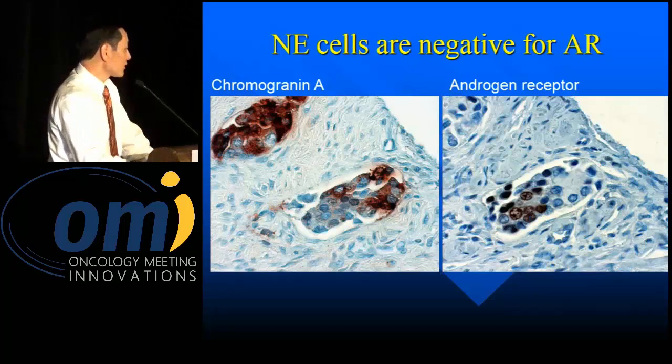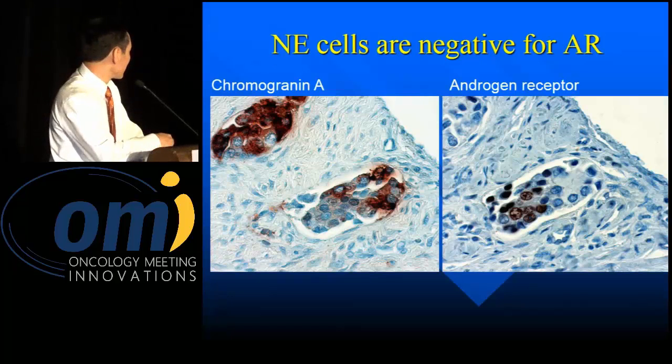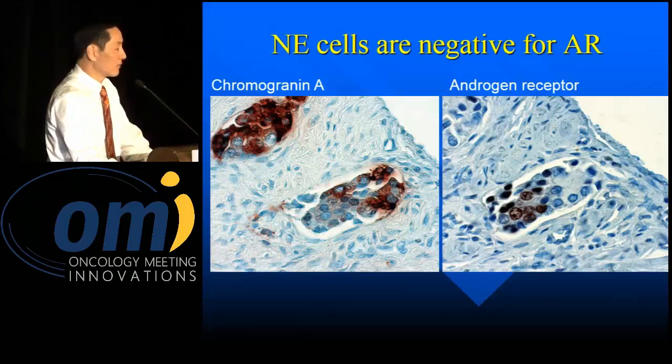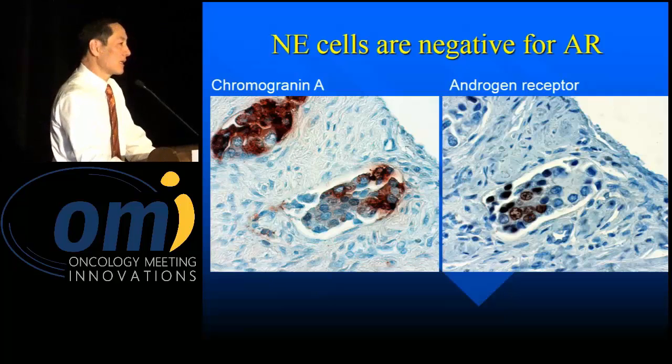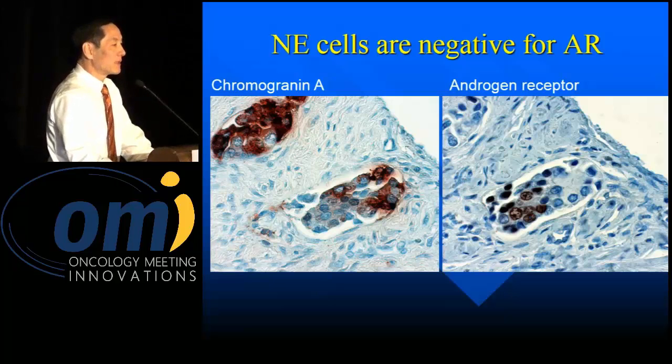As some previous speakers have commented, at the late stage, PSA level is not very useful in determining disease burden. The reason these neuroendocrine cells don't express PSA is because they do not express androgen receptor. You can see here the non-neuroendocrine tumor cells express very high levels of nuclear androgen receptor, and the neuroendocrine cells are negative for androgen receptor. This is something else that I think may be very important, because so far most of the treatment we give to these patients assumes that the tumor cells are homogeneous. If we target androgen receptor, the most common target, we assume every single tumor cell has androgen receptor.